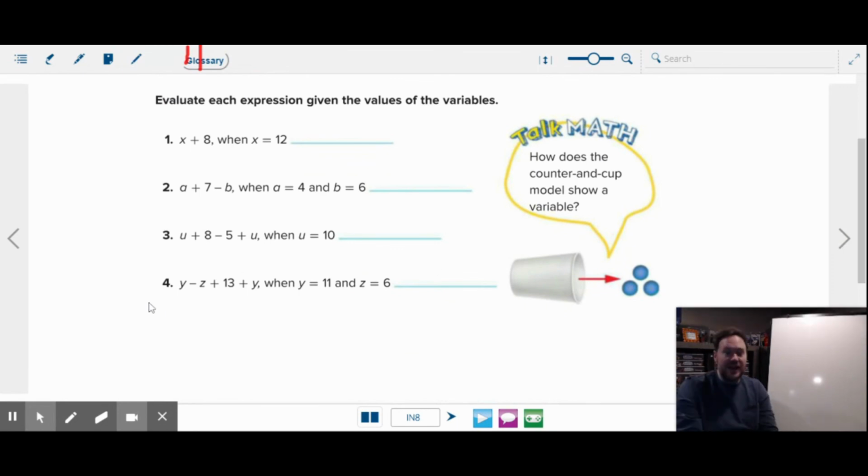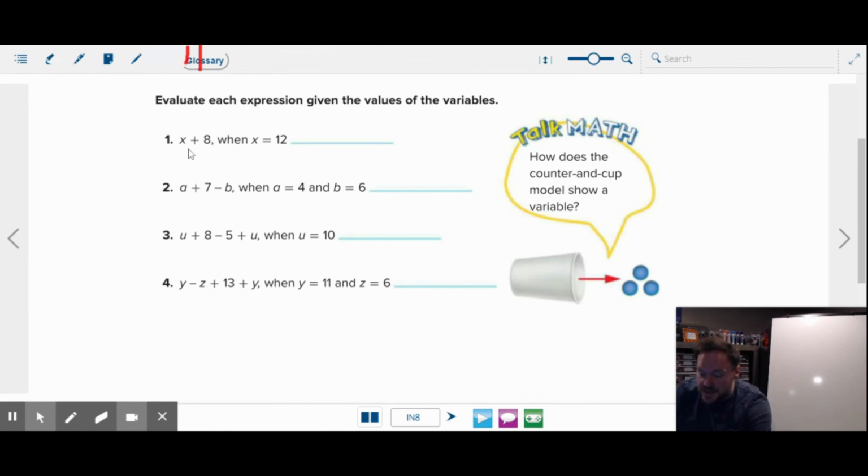Evaluate each expression given the values of the variable. So again, they tell you what the variable is. They tell you the value here. We just want to get used to seeing them in expressions. So x plus 8 when x equals 12. Well, I bet you could do these on your own in like 10 seconds. Go ahead and write them in. Well, they get a little bit trickier though.